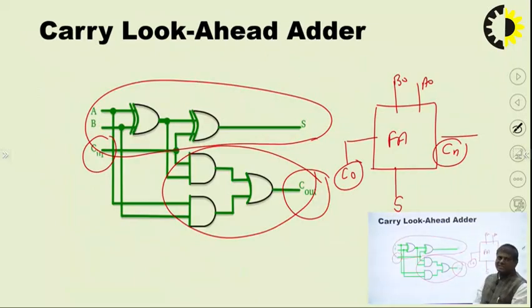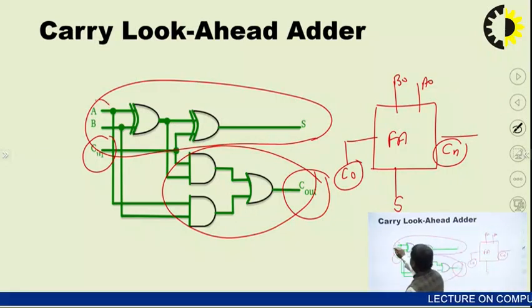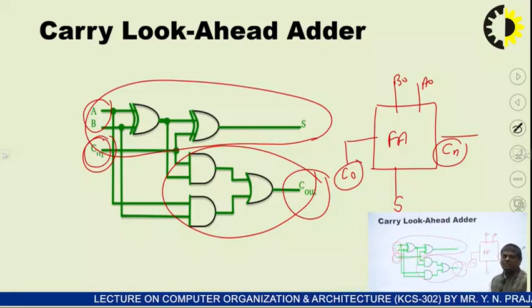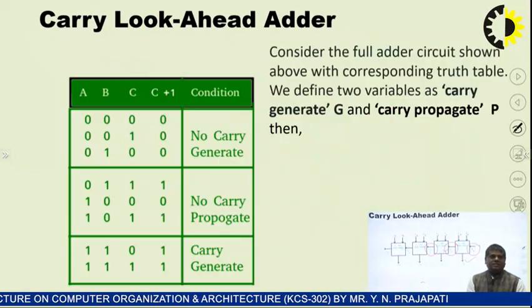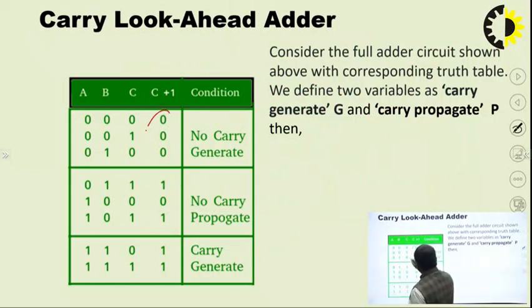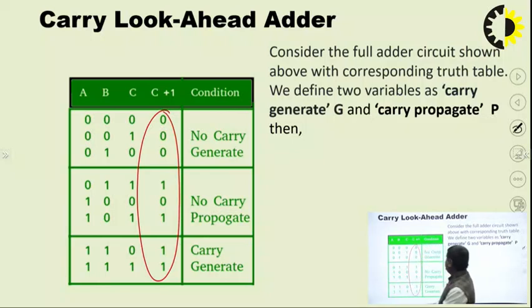This is the circuit diagram of the full adder, and this is its truth table. These are the two inputs A and B, and this is the carry input. Now this is the carry output, and this is the sum. This is the truth table of the full adder. If we analyze this carry, then we find how we calculate the advance carry.